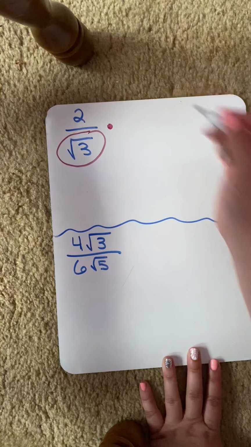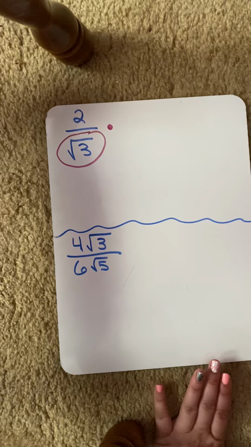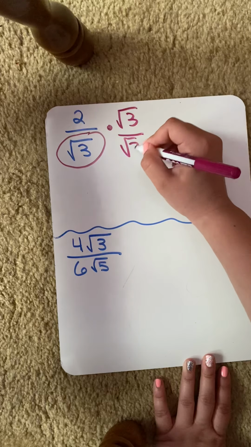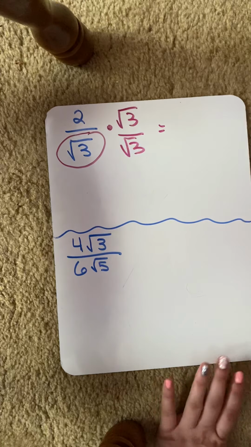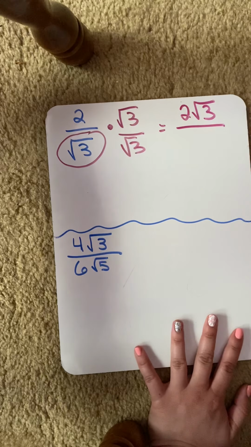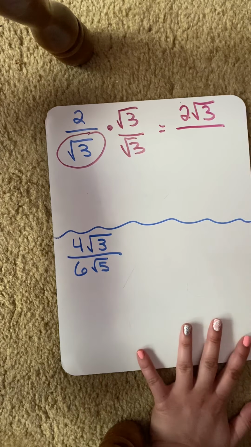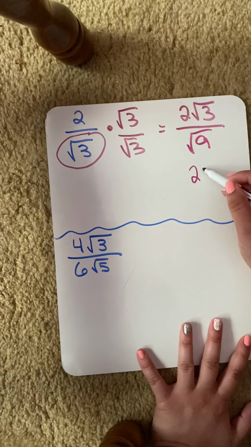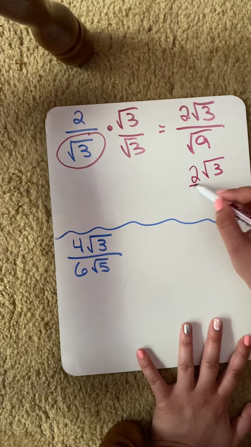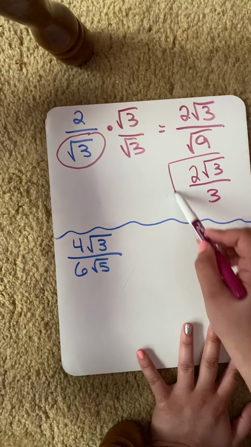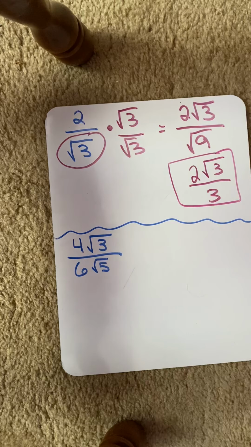So for 2 over the square root of 3, we're going to multiply by the square root of 3 over the square root of 3. So 2 times the square root of 3 just gives us 2 root 3. And then the square root of 3 times the square root of 3 gives us the square root of 9. So then when we simplify it, we get 2 times the square root of 3 over the square root of 9, which is 3. Now we have no radicals in the bottom, so that is our final answer.